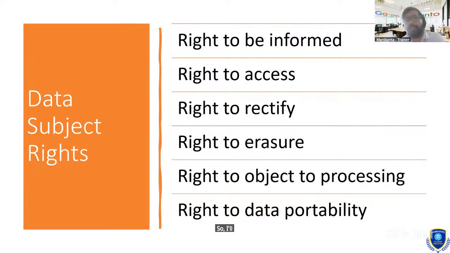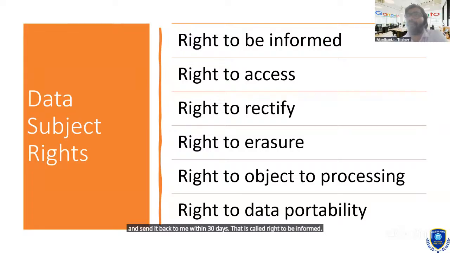I'll drop an email to your company, and to you because you're the DPO in this case, assume. I'll say that I want to know all the data which you stored about me in your company. So as a DPO, your responsibility is to collect all this information and send it back to me within 30 days. That is called the right to be informed. And I want to edit some information. You have to give me that access. So I want to edit my mobile number. I want to change my address. You should allow me.